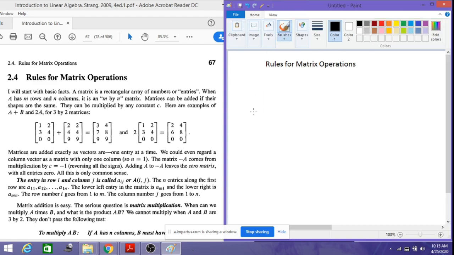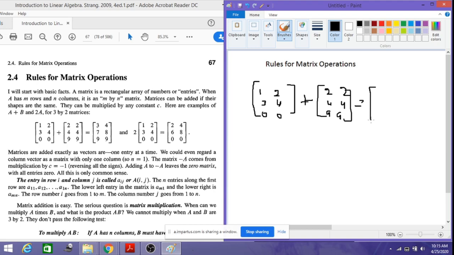For example, if it is a rectangular matrix, say we have 3 rows and 2 columns, the addition should be performed with the same type of matrix. Now if you have 0, 0 here, plus one more 3 cross 2 matrix, then we can perform the addition. So 9, 9. This is a simple example. Then we will get the answer as 3, 4, 7, 8, and 9, 9.